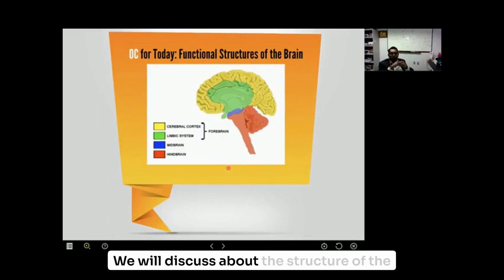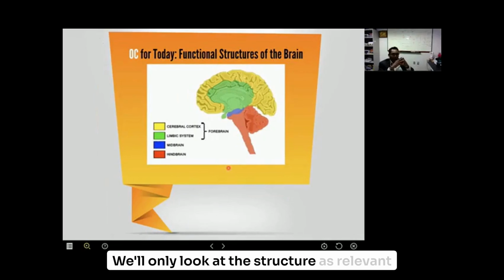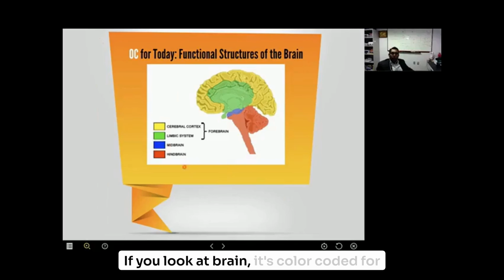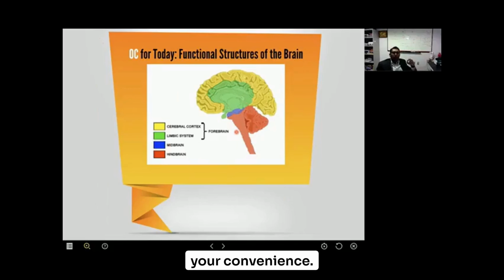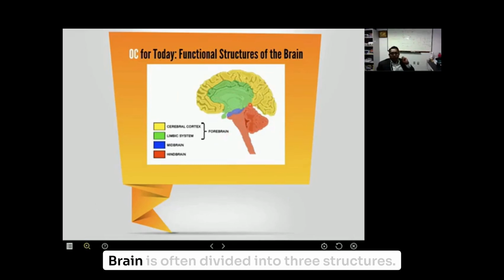We will discuss the structure of the brain, but not in detail. We'll only look at the structure as relevant to the functions that are important for the purpose of this class. If you look at the brain, it's color coded for your convenience. All these images are downloaded from Google, and there are links available for these if you need.